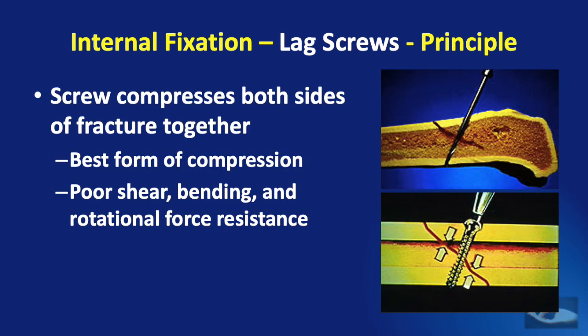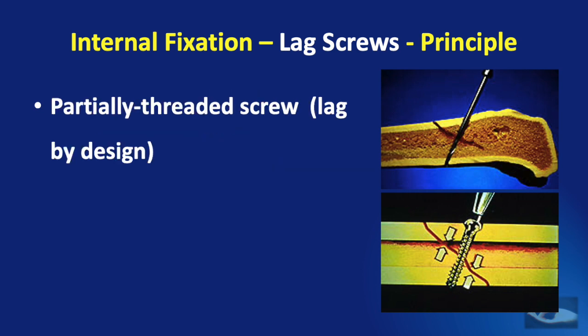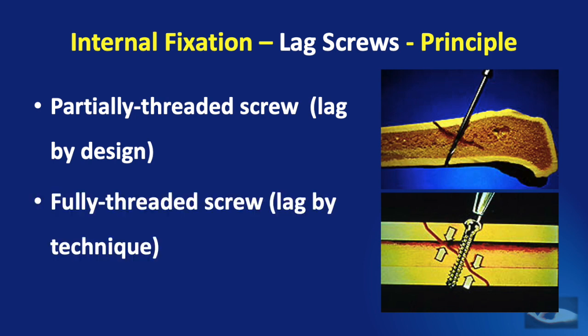When a screw compresses both sides of the fracture together, it is the best form of compression, which has poor shear, bending, and rotational force resistance. Such effect of compression can be achieved by lag screws, which can be a partially threaded screw, where it is called lag by design, or a fully threaded screw, where it is called a lag by technique.